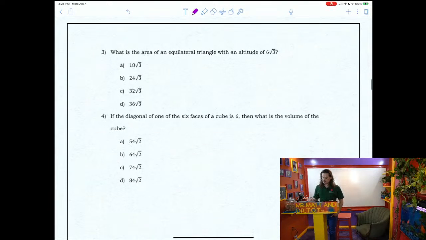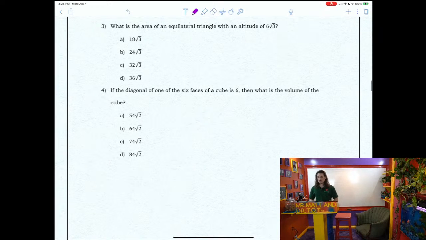Otherwise, let's look at 3 and 4. Number 3 asks, what is the area of an equilateral triangle with an altitude of 6 root 3? Number 4 asks, if the diagonal of one of the 6 faces of a cube is 6, then what is the volume of the cube?